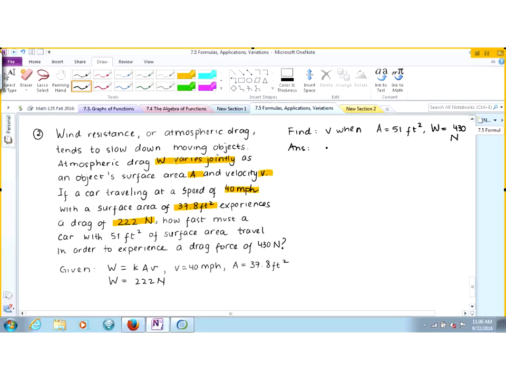So we find K first, as usual. W is equal to KAV. We know the W. What's my W? 222 is equal to K times 51 times 40. Is it? No, not 51. It is what?